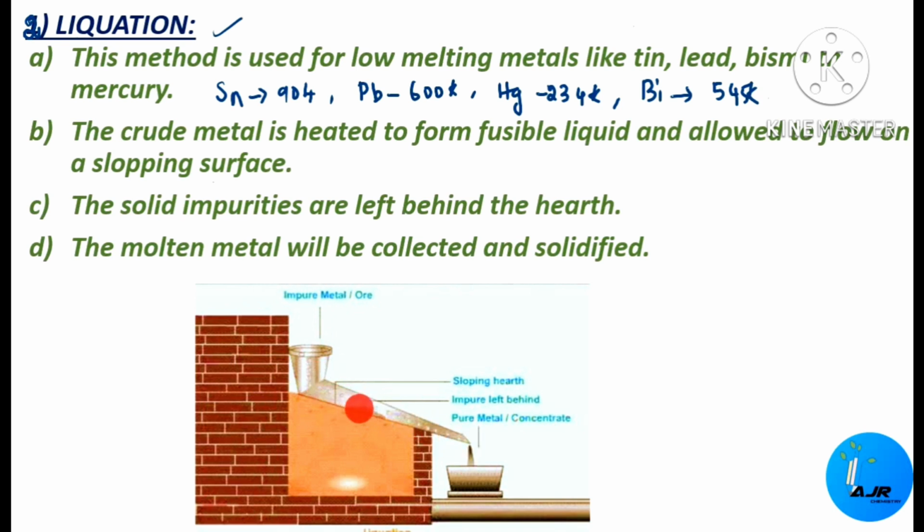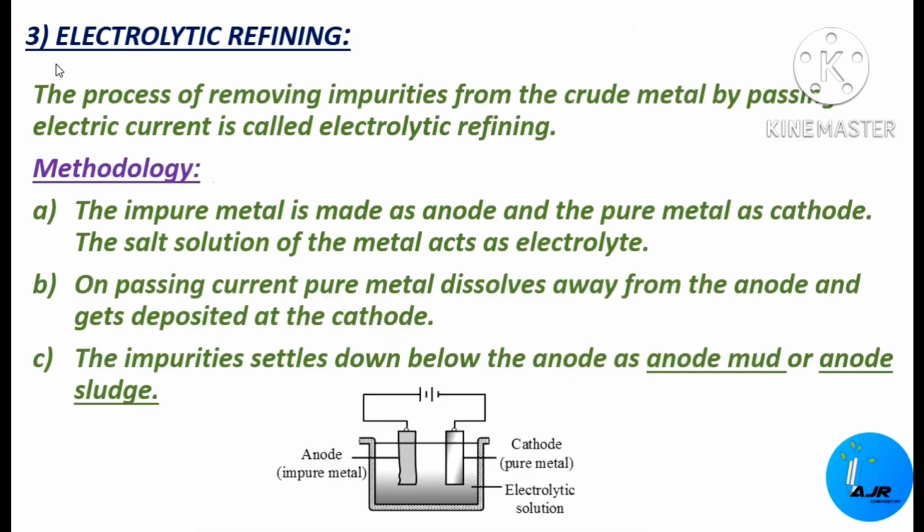But the impurities which are in the solid state will be left behind on the earth. So this is the earth, okay, and that will be left behind on the earth. So the impurities will be left behind on the earth, whereas the pure molten metal will be flowing down towards the slope. Okay. So now what happens? The molten metal will be collected here at the bottom in a container, and finally it will be solidified. Understood? The next methodology is electrolytic refining.